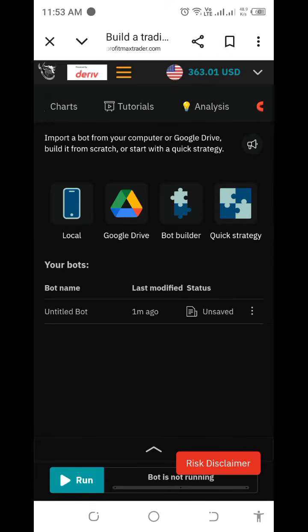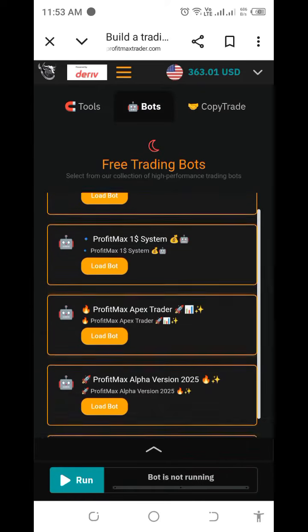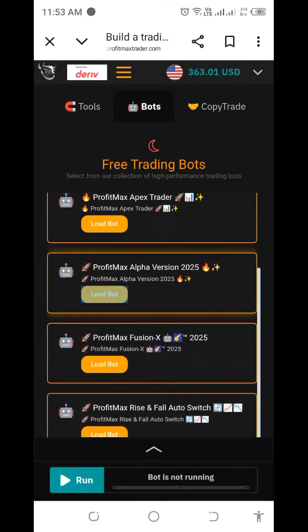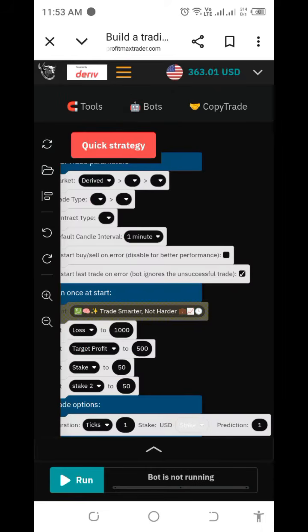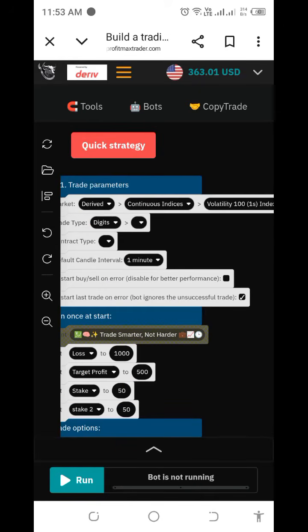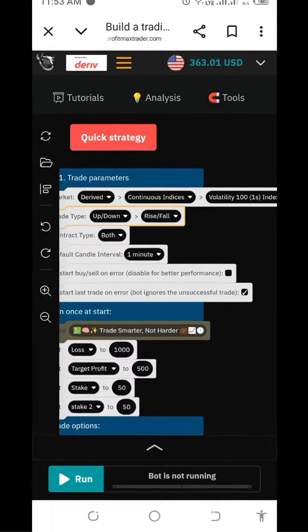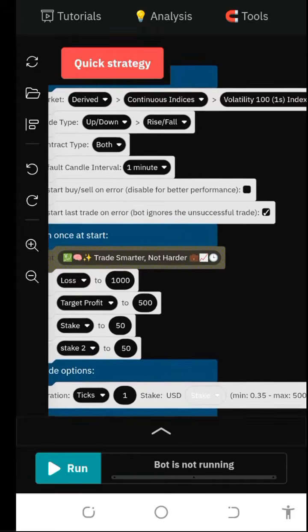Okay guys, once you come to the site, as usual, go to bot section, and then we are going to select the ProfitMax Alpha version 2025 bot. Load it like that. Once you've had it in place, we need to identify whether we are going to trade either rise or fall.